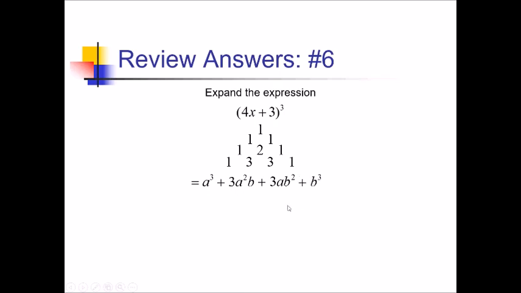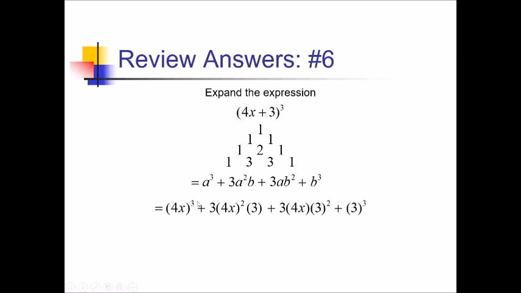At this point, the a value in this formula is this 4x from my binomial, and the second thing in my binomial, this positive 3, that's the b value here. So for a cubed, I have 4x quantity cubed, plus now I've got 3 times 4x squared times 3 for the b value, plus 3 times 4x times 3 squared, plus 3 to the third power. And I just have to simplify each of these a little bit.